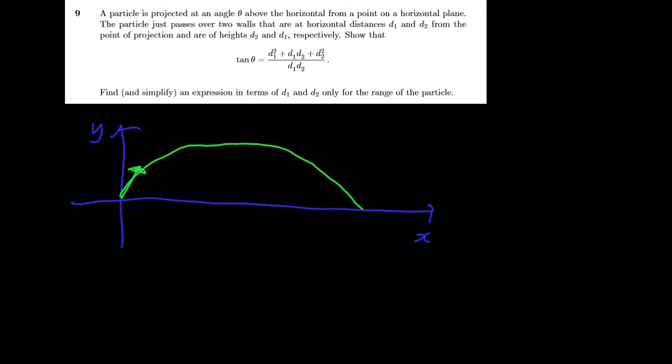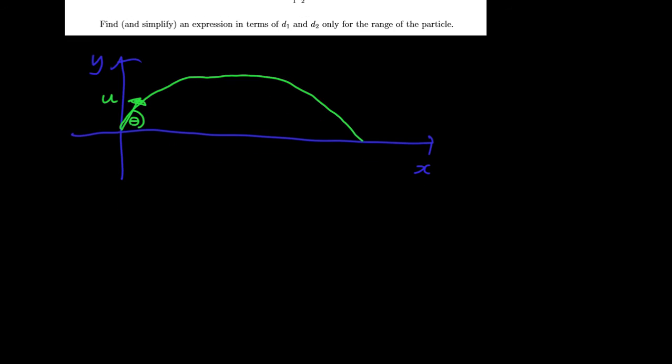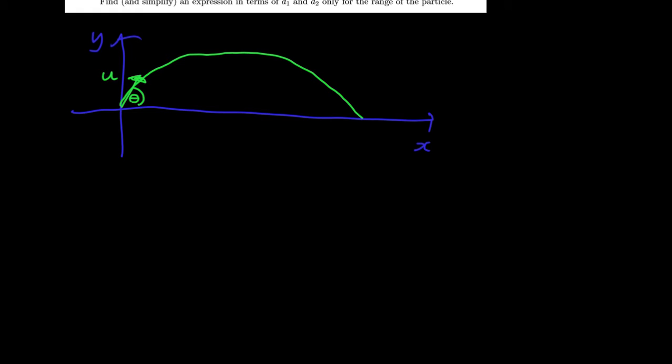And we start with speed u, angle theta. If you're familiar with parabolas and the path of projected particles, there's a few standard things that we note here. So first of all, y double dot. That's the acceleration in the y direction, and that, of course, is minus g because the particle is under free fall.